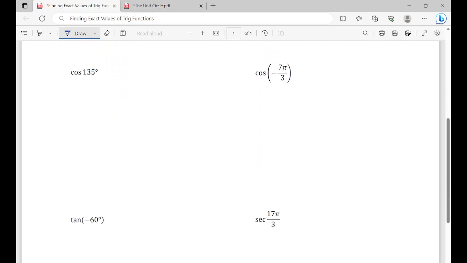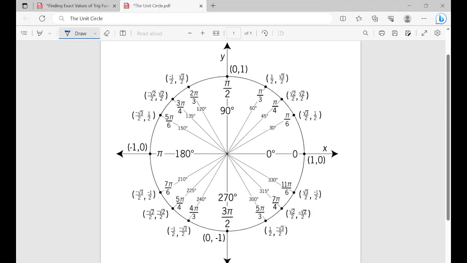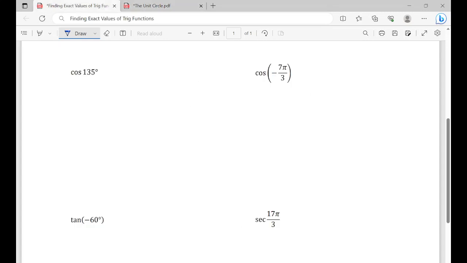Next, we have cosine of 135 degrees. So again, we start here at 0, and we go around till we get to 135 degrees, which is right here. And cosine is the x value. So we want the x value right here, which is going to be -√2/2. So cosine of 135 degrees is -√2/2.